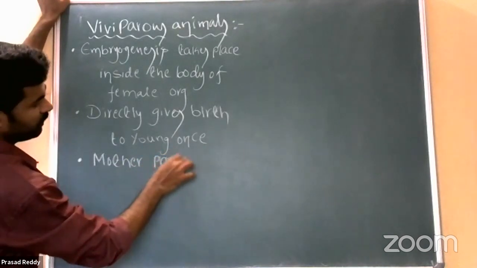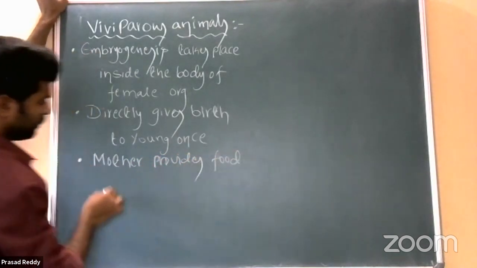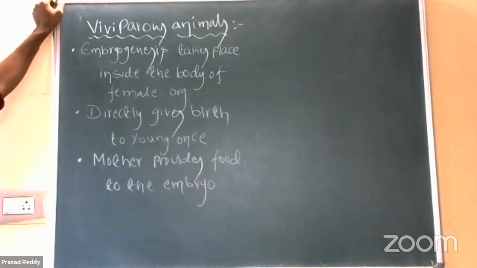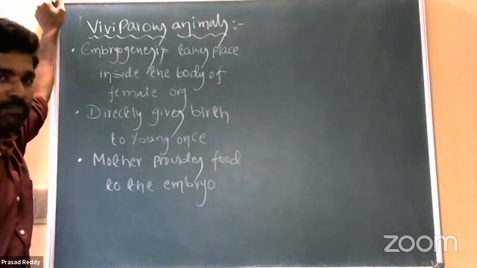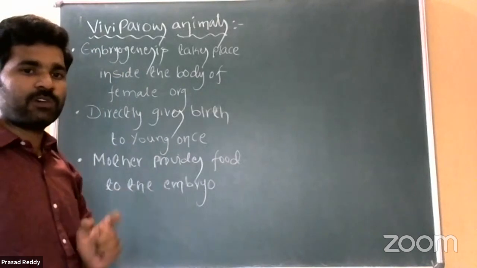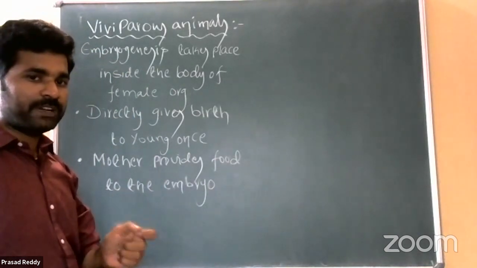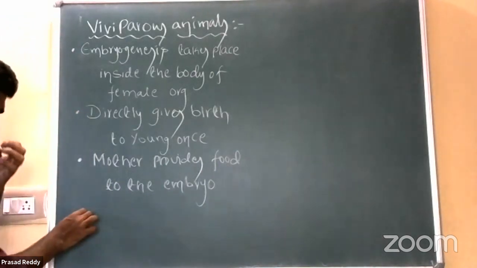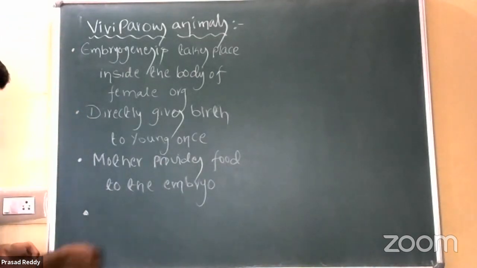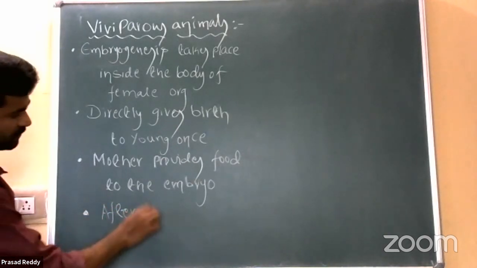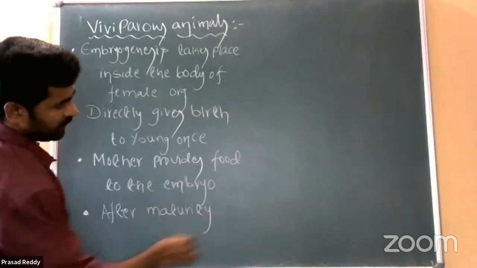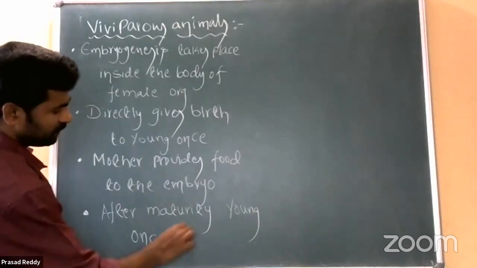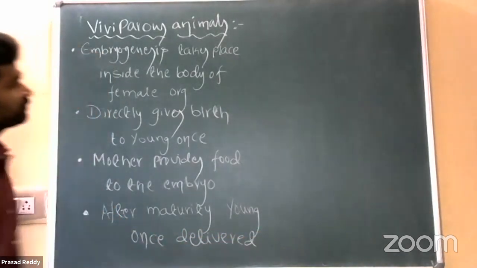The mother provides food material to the developing embryo through the placenta. With the help of the placenta only, the required food material is supplied to the embryo. But calcium carbonate shells are completely absent here. After attaining maturity, the young ones are delivered from the mother.